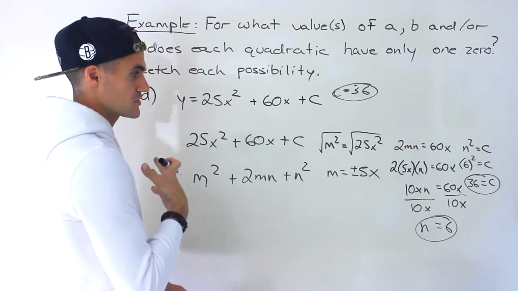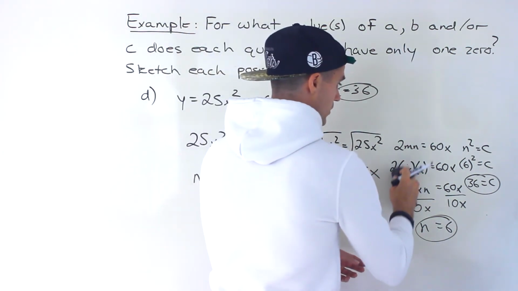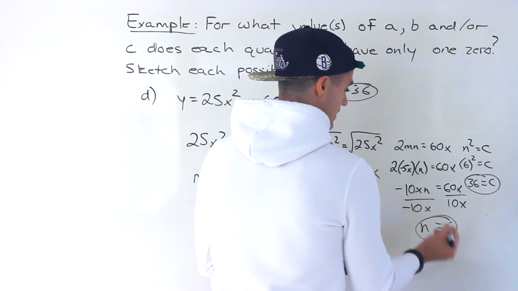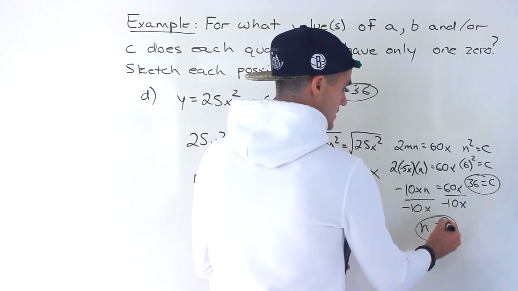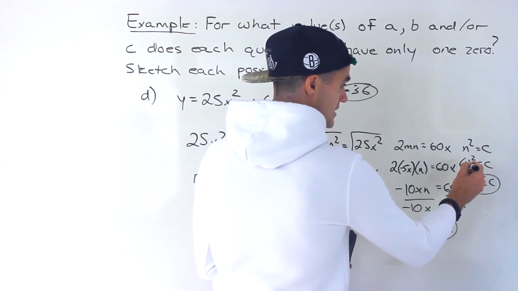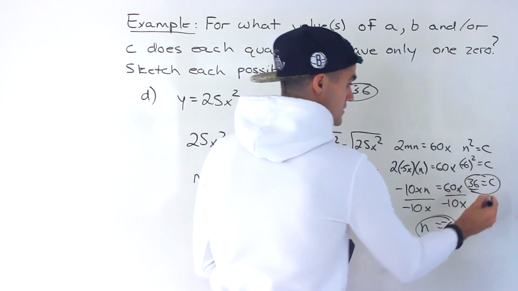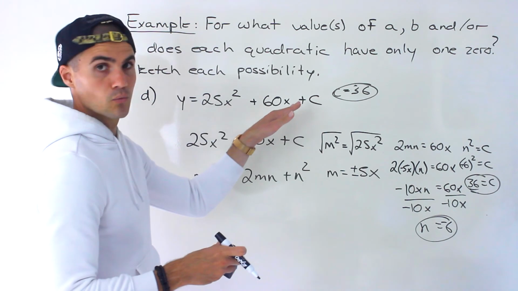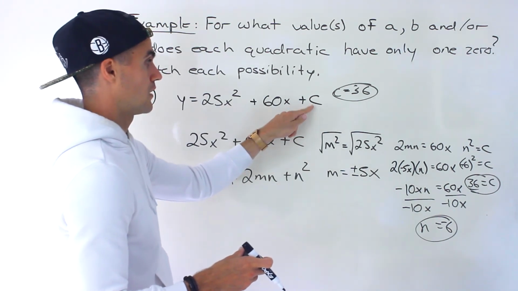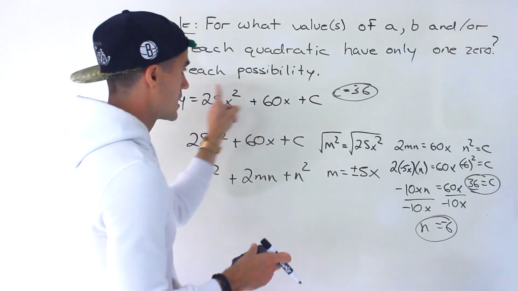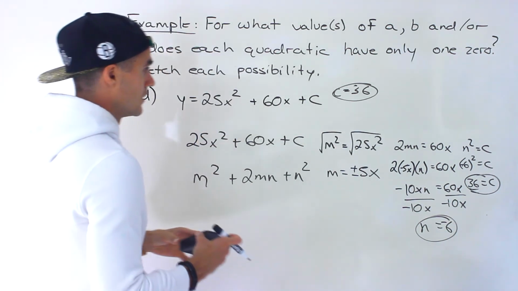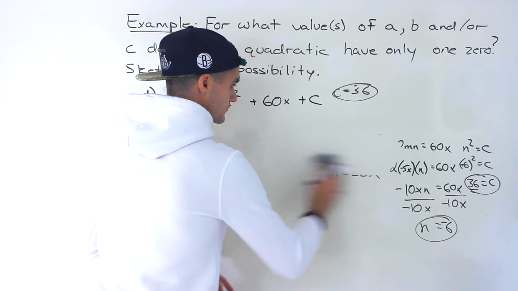That's personally the process that I go through. Now, what if we put in a negative 5x here? We'd end up with negative 10x, divide this by negative 10. This would be negative 6, plug in negative 6 here, negative 6 squared still gives us positive 36. So like part C, there's only one possibility for part D, a c value of positive 36 in order for that to be a perfect square trinomial.